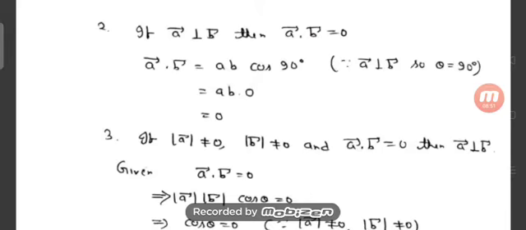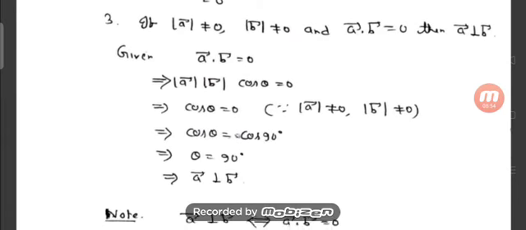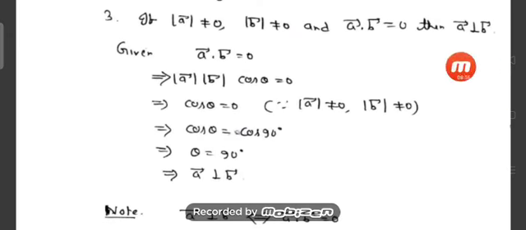And now I go to the next property, number 3, which is the converse of property number 2. If modulus of a bar is not equal to 0, modulus of b bar is not equal to 0, that means magnitudes are not 0, vectors are not 0, and a bar dot b bar is 0, then a bar is perpendicular to b bar. That means if the vectors' magnitudes are not 0, but their dot product is 0, then we can conclude that a bar is perpendicular to b bar.